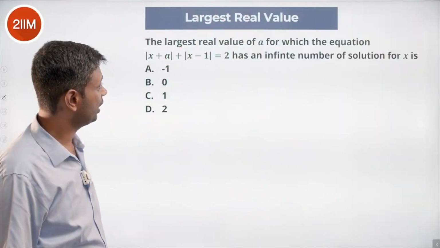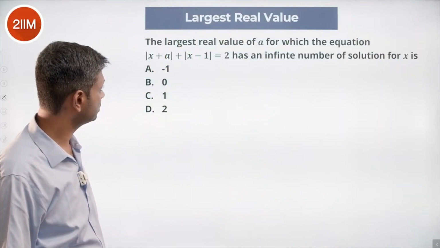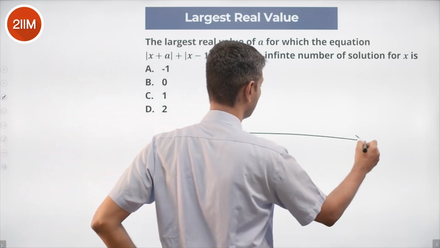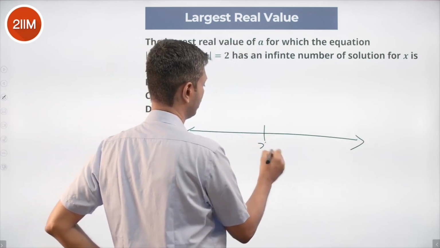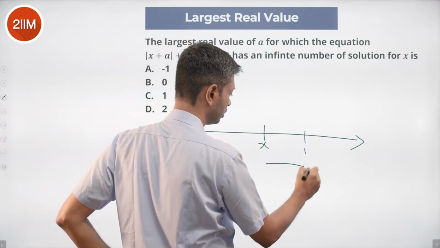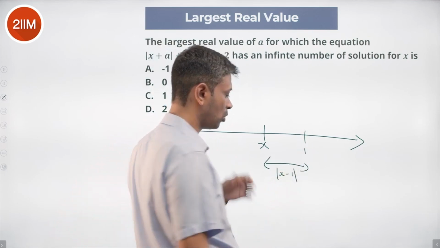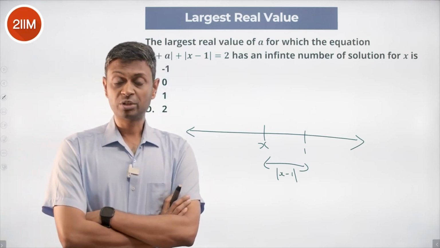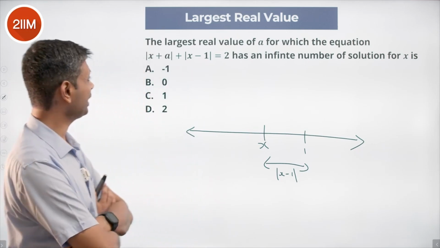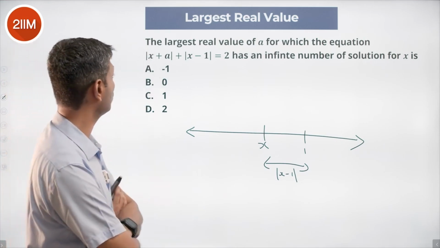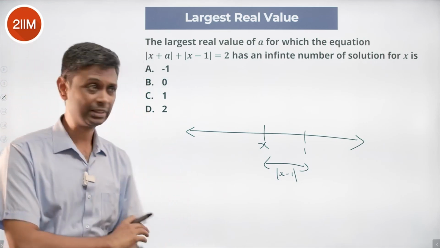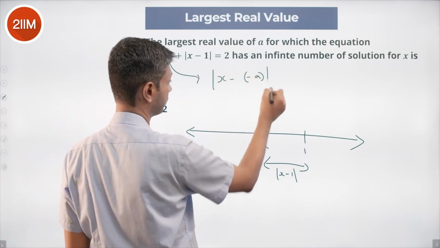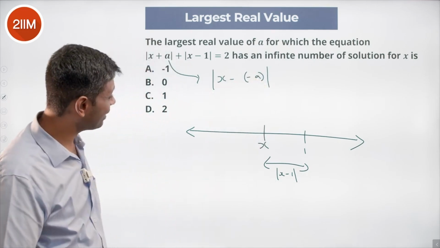The largest real value of a for which the equation modulus of x plus a plus modulus of x minus 1 equal to 2 has an infinite number of solutions for x. Nice simple question. And so we have x here and 1 here. This is modulus of x minus 1. Modulus of x minus 1 is nothing but the distance between x and 1. We have an infinite number of solutions. I want to think about x plus a as modulus of x minus minus a. And so it will have infinite solutions.